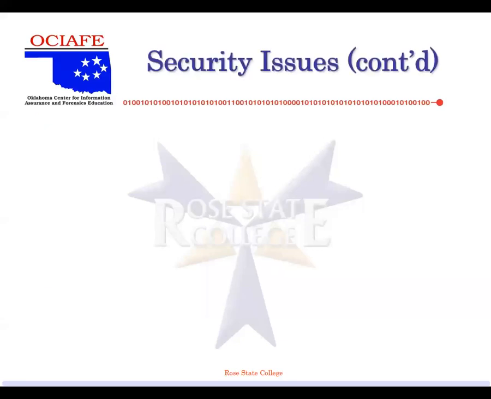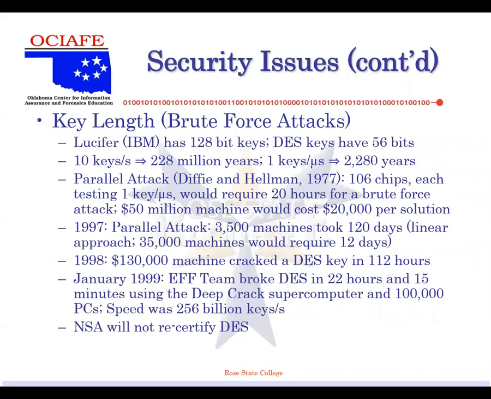So, all right. Key length is an issue. It says Lucifer had a 128-bit key. Now it only has a 56-bit key. So the key length has been cut in half. Okay? So 10 keys per second would take 228 million years. A parallel attack in 1977 with 10^6 chips, each testing one key, required 20 hours to break it.